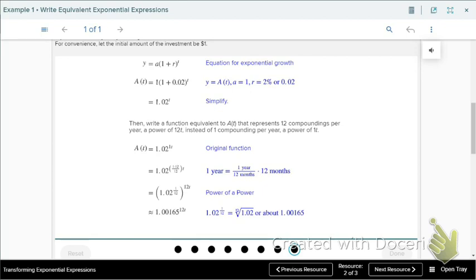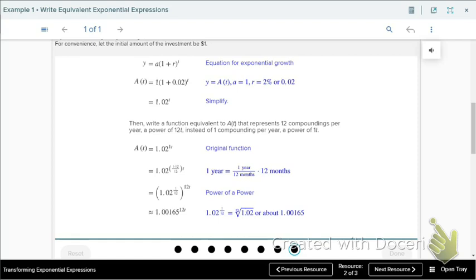It appeared to be the better choice in the beginning. 2% appeared to be better than 0.15, but we had to check because you can't compare apples to oranges. You have to compare apples to apples. So that's what we did here. We converted this into looking at how much is compounding monthly in order to make 2% a year.